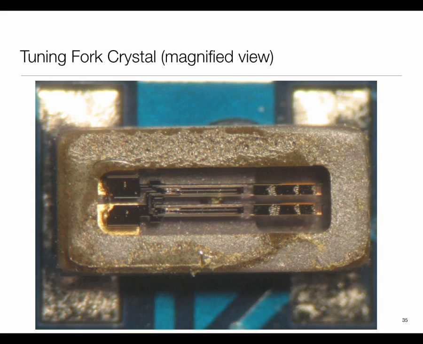Tuning forks. This is what is used in real-time clocks, so very low frequency type clocks. Literally, it's a tuning fork. It's a little mechanical structure. Can be made on silicon, can be made otherwise, and they're used for low frequency stuff. Good stability, good power characteristics, but low frequency.